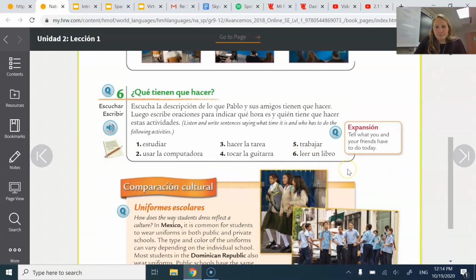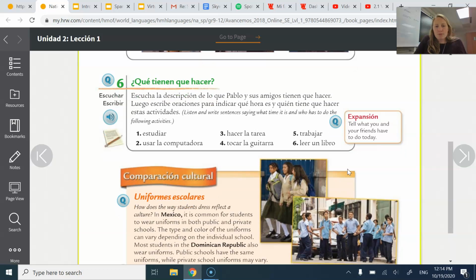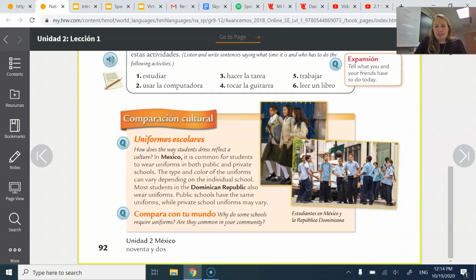Okay. So what we're going to do is quickly read this because I think it's interesting to learn about different cultures. It says uniformes escolares. How do the way students dress reflect the culture? In Mexico, it's common for students to wear uniforms in both public and private schools. The type and color of the uniforms can vary depending on the individual school. Most students in the Dominican Republic also wear uniforms. Public schools have the same uniforms while private school uniforms may vary.